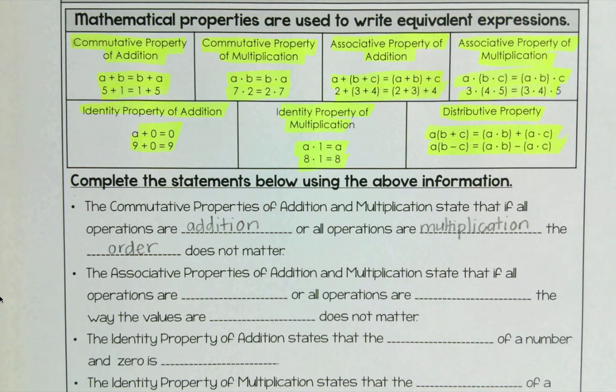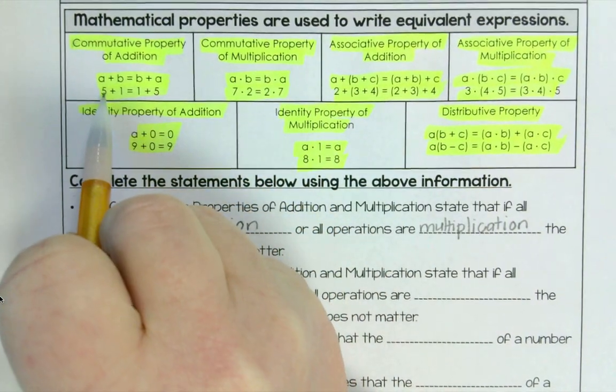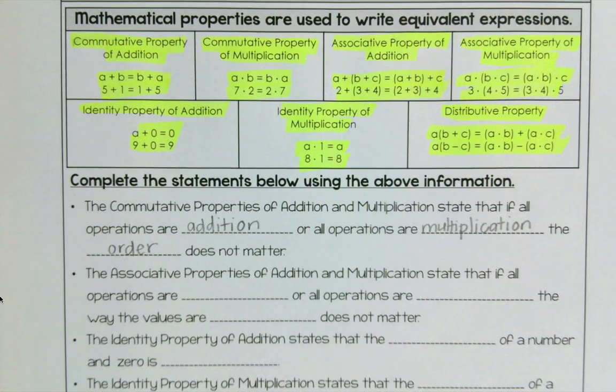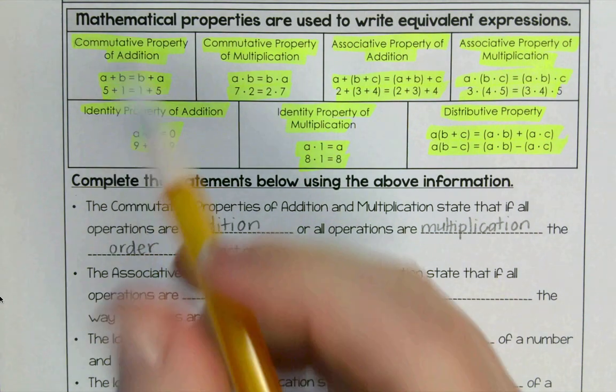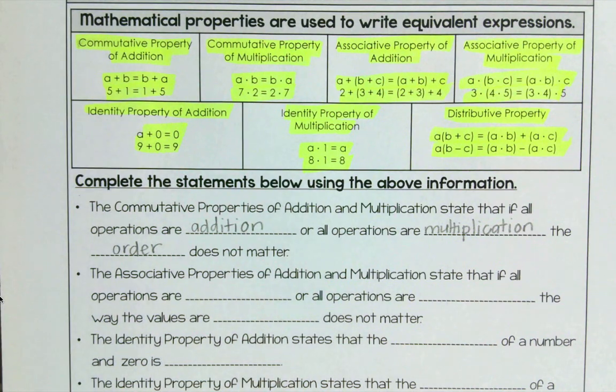So the commutative property of addition. You have seen it, and you're seeing it right now. I'm going to explain a little bit more to you. Up here in our numerical and algebraic examples, let's look at just numerical. 5 plus 1 equals 1 plus 5, meaning the operation is addition. It's only addition. There's no other operation. So the order doesn't matter because 5 plus 1 is still going to give you 6, just like 1 plus 5 is going to give you 6.